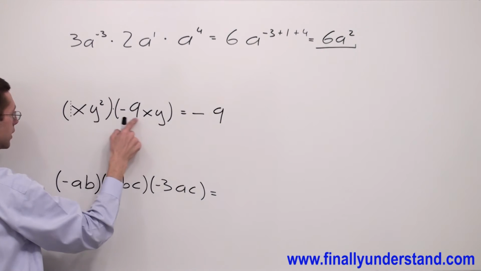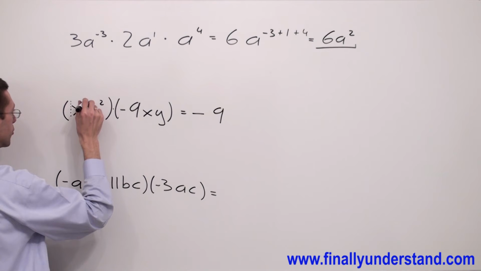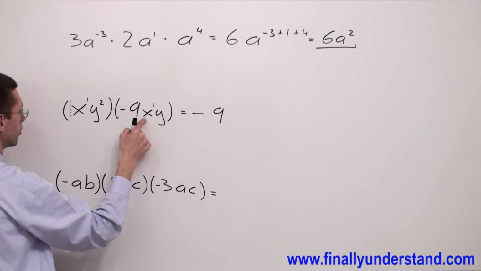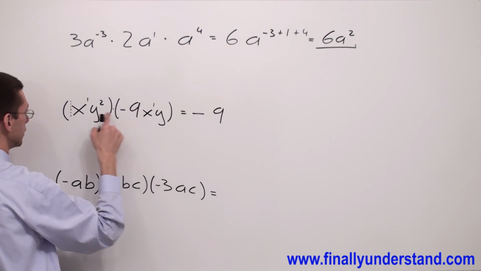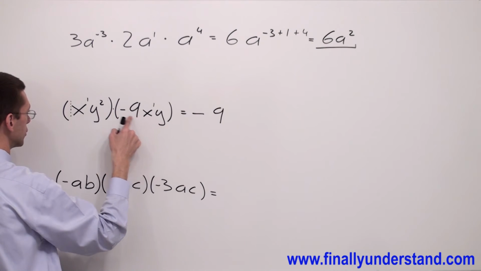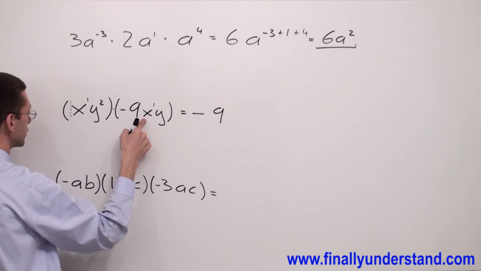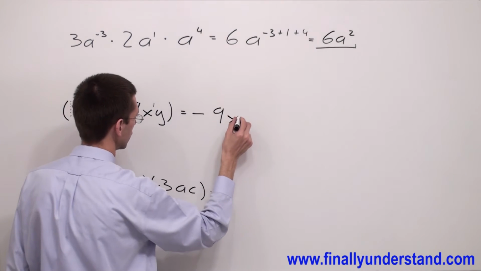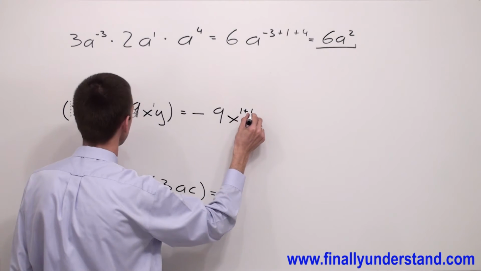Next, I have x and x. Anytime there is no exponent, there is always an invisible 1. Anytime I multiply the variables and I have the same base, I'm supposed to keep the base and add exponents. That's why I'm going to have x, 1 plus 1.